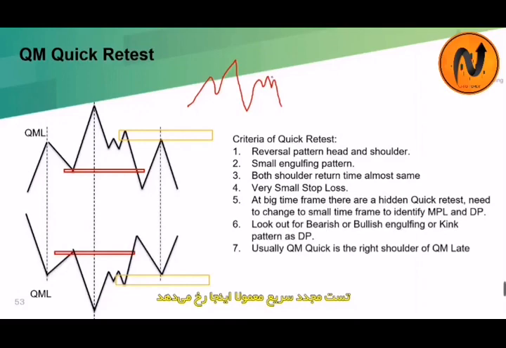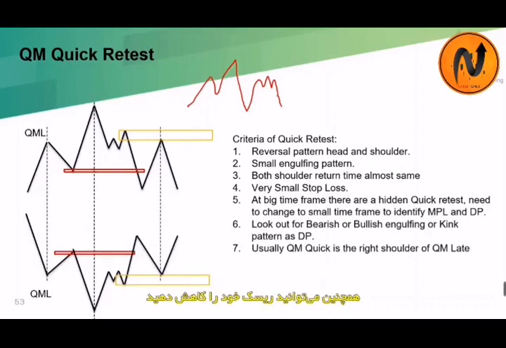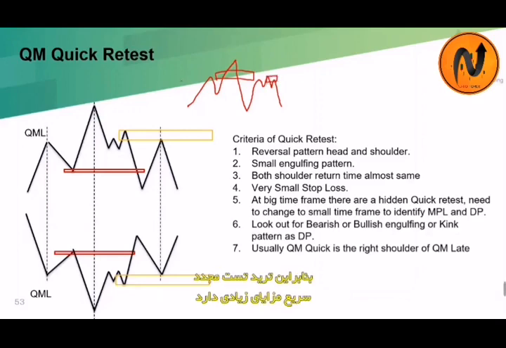It happens over here. If you switch to a higher time frame, you have confirmation of a bearish engulfing. Then you have confirmation that this is a rejection of the right shoulder. And you can also reduce your risk. Instead of your risk being something like this, you can reduce it to something like this. So there is a lot of advantage to trading the quick retest. This is the first type of QM.